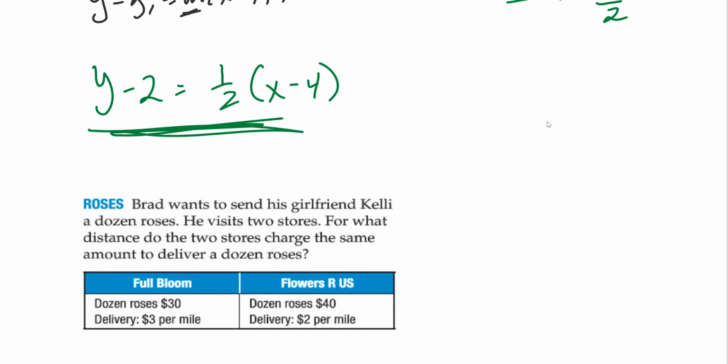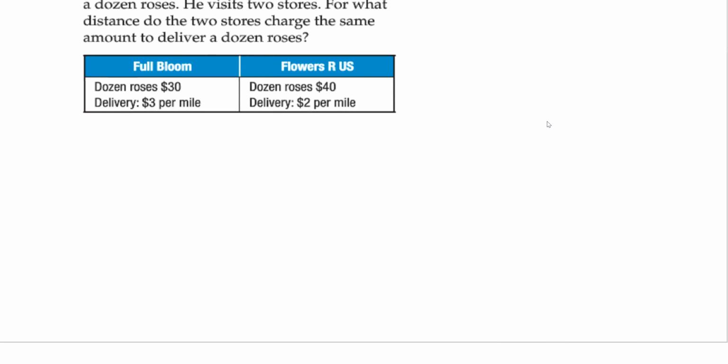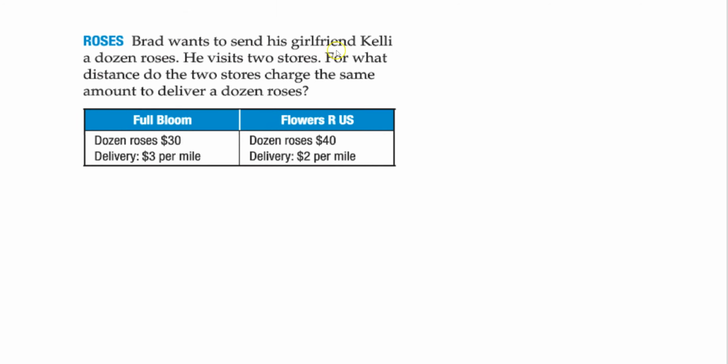One final thing. Let's do this example here. Brad wants to send his girlfriend Kelly a dozen roses. He visits 2 stores. For what distance do the 2 stores charge the same amount to deliver roses? So first thing we're going to do is find an equation for both of these. So in this case, for Full Bloom, I like that title. It's a cool name. A dozen roses are $30. Delivery is $3 per mile. Right? So let's write an equation.